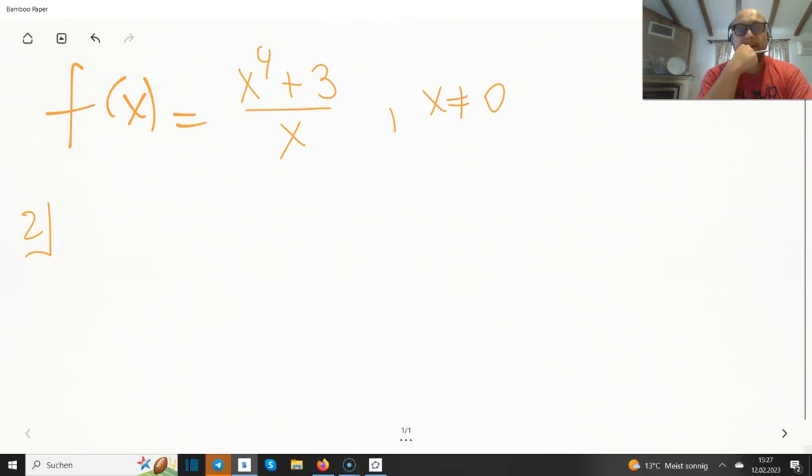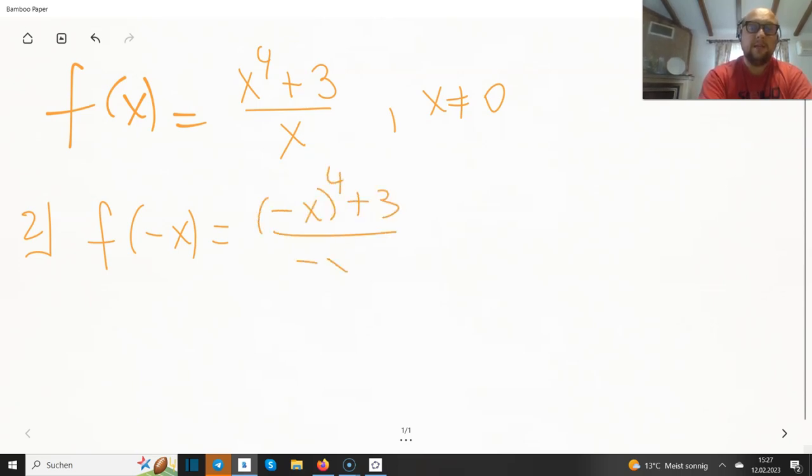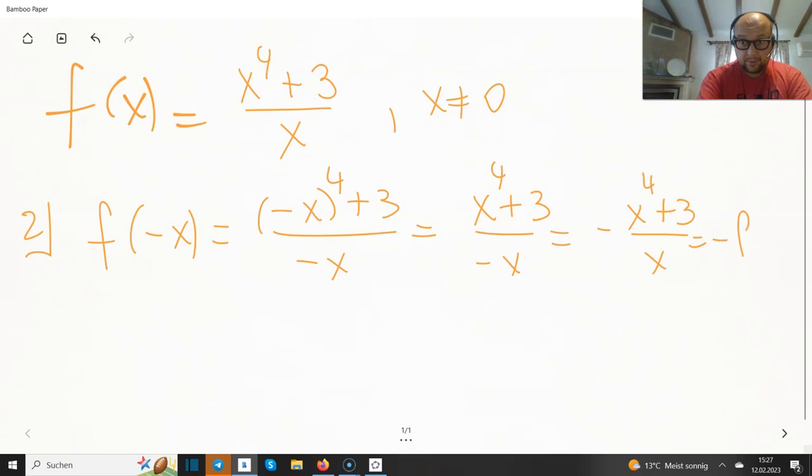Second point, what do we have? Well, if we are talking about symmetry, it's obviously the same as we had yesterday. F of minus x is equal to minus x to the power of 4 plus 3 divided over minus x, which is minus x to the power of 4 plus 3 divided by x, which is minus f of x. So we are symmetric considering the origin, which is nice to have.